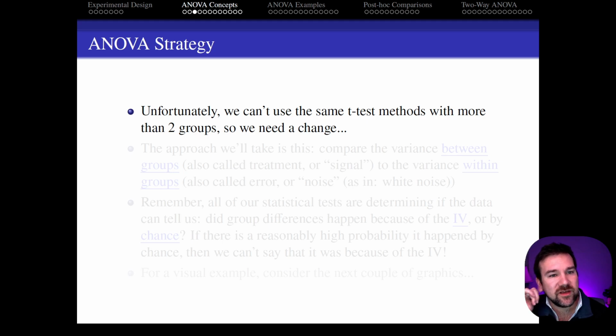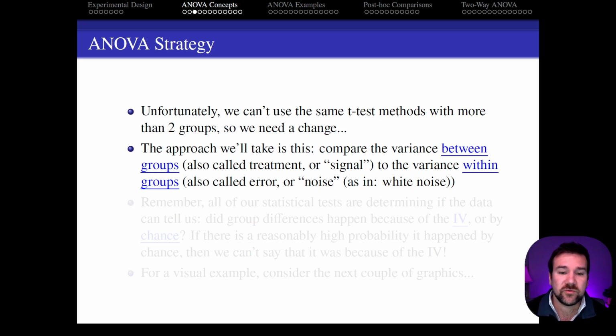So the strategy here has to change a little bit, and this is because with the t-test, we took a difference between the two means we were comparing. But with more than two groups, this is more difficult. We can't just take a difference between all of the means. It's kind of a weird concept, and that difference doesn't necessarily mean anything. So the approach we're going to take is this.